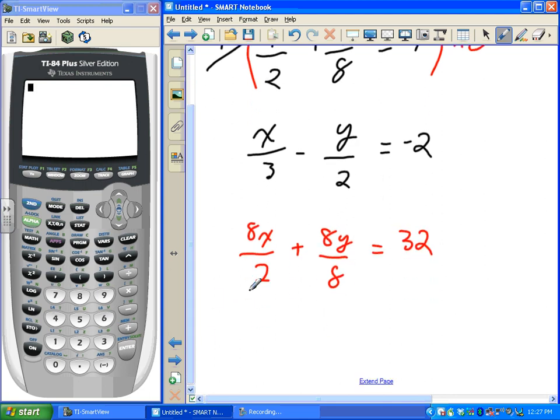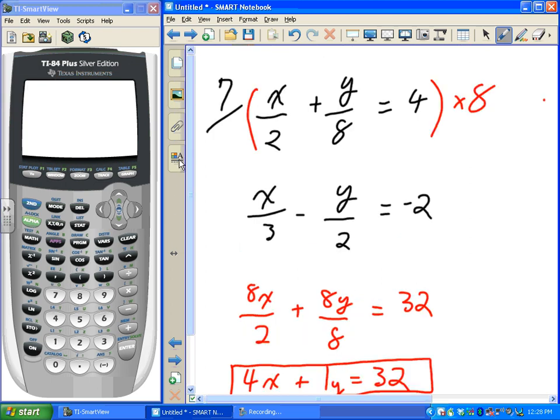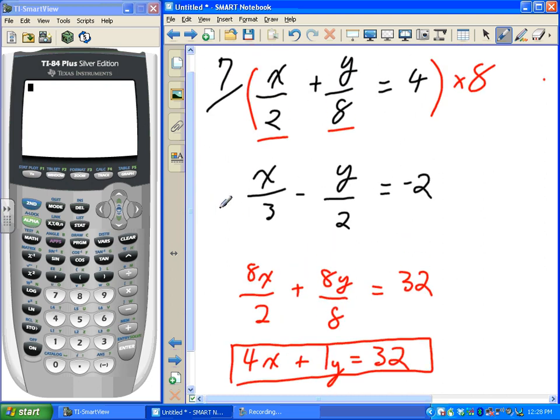I can now simplify both of my fractions. 8x over 2 is the equivalent of 4x. 8y over 8 is the equivalent of y. And I have 32. 4x plus y equals 32. That is my new equation without any fractions. I did forget my y. You're right, I was using the wrong term. Sorry, I meant to say multiples of these numbers, not factors.